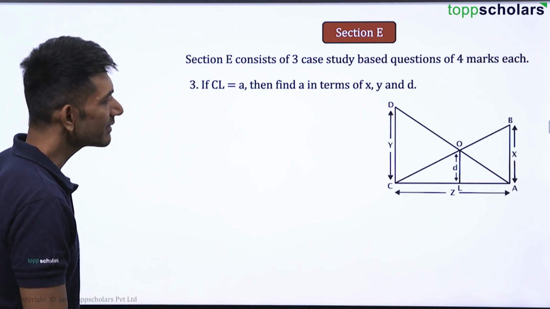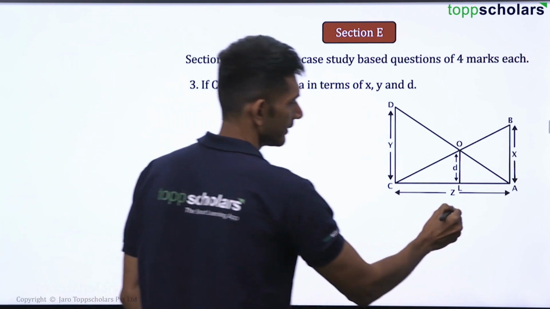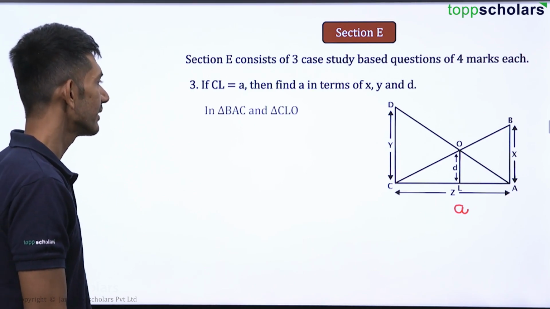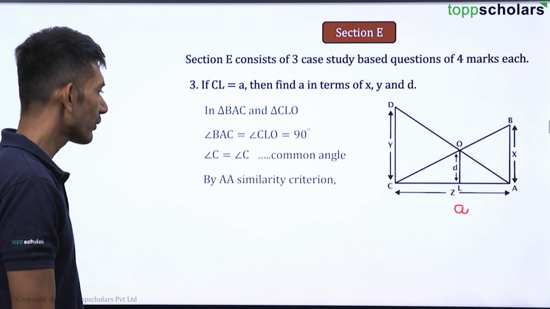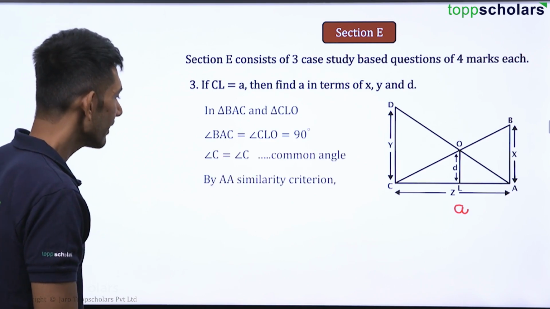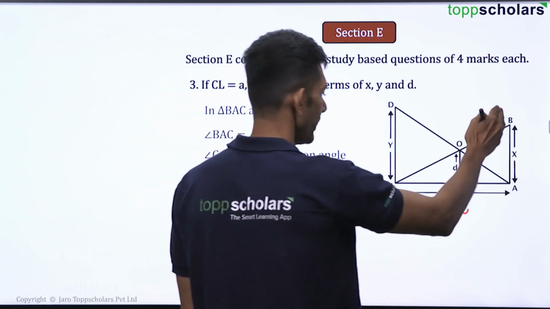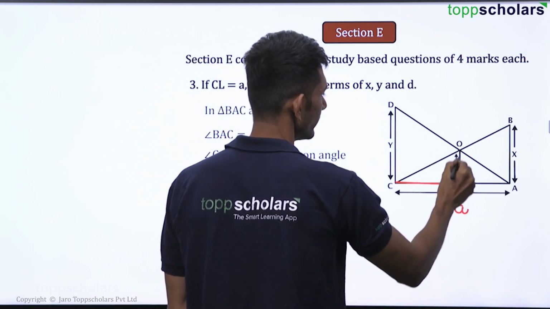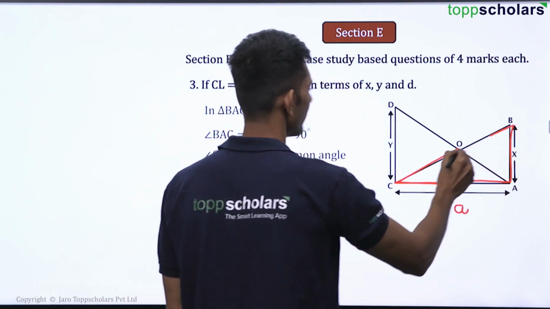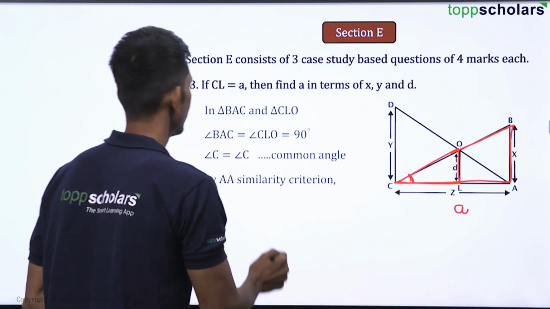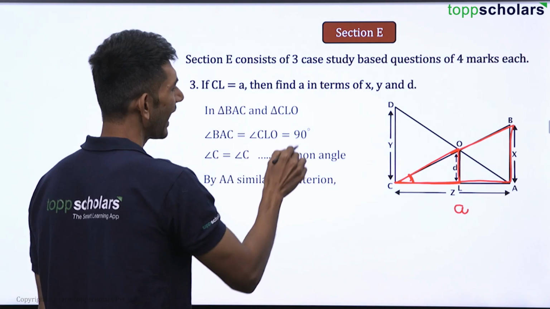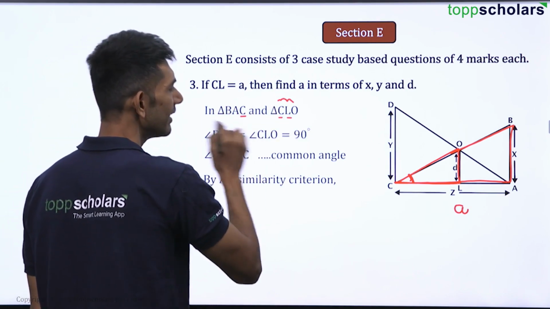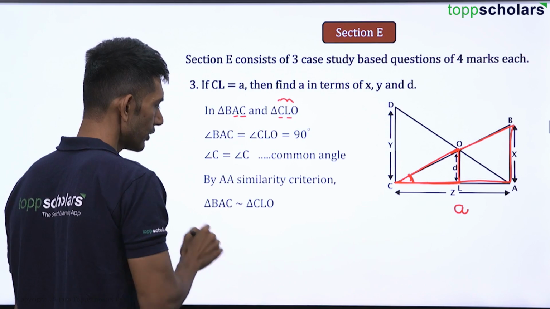Now the question says, if CL is A, find A in terms of x, y and d. Okay, this is interesting. Now the two triangles are there. Firstly, can we prove the two triangles similar? Triangle BAC and triangle CLO. Angle C is the common angle. It should be ideally BAC and OLC, so that C and C come in 1:1 correspondence. That's fine. And L and A are 90. So two triangles are similar.